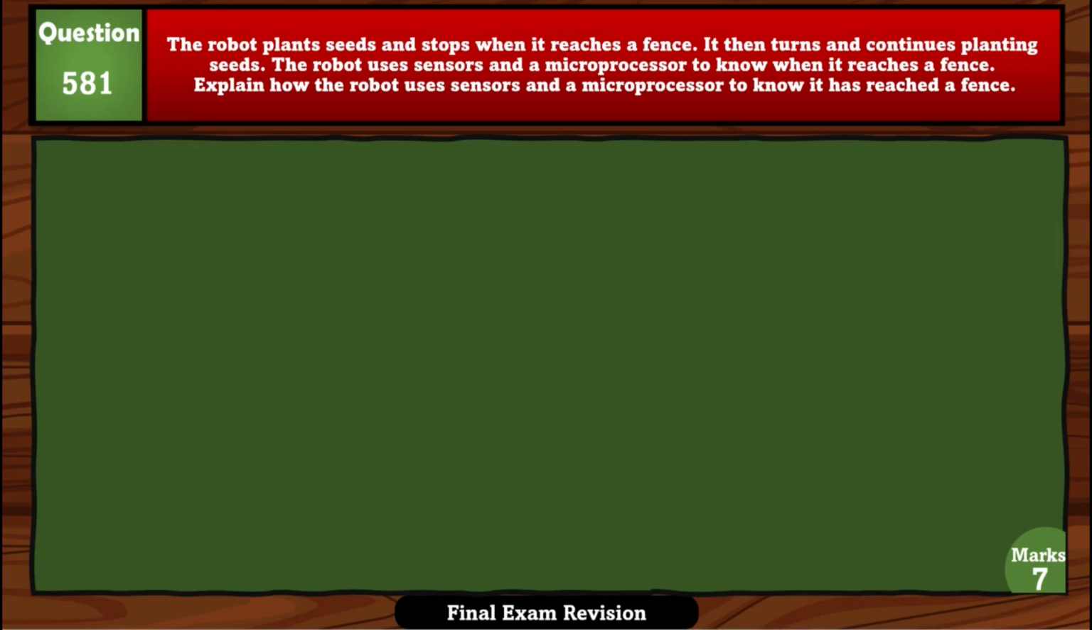So here is a template answer you can use for any question about automated systems and robots. You just need to change three things in the answer. Number one, the sensor name. Number two, the condition it monitors. And number three, the action it performs.